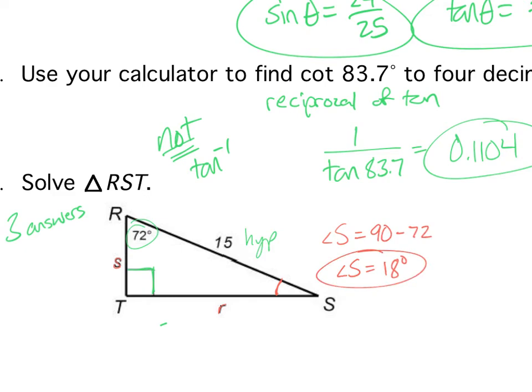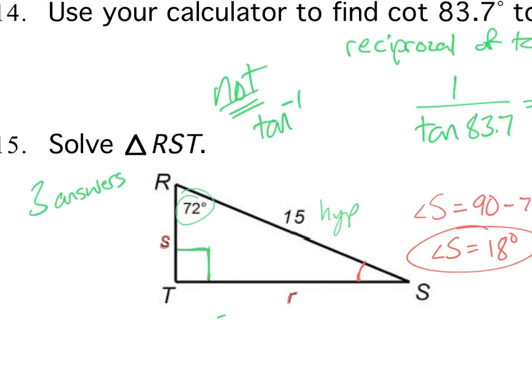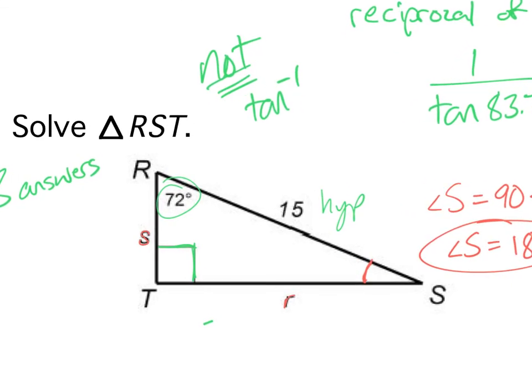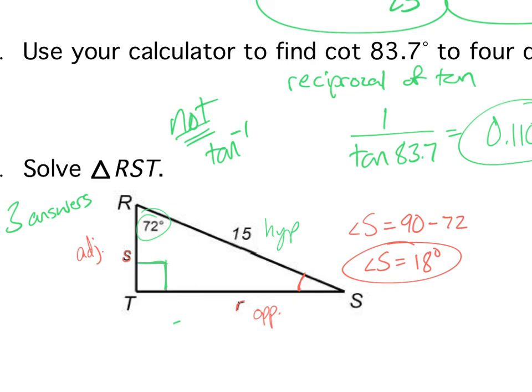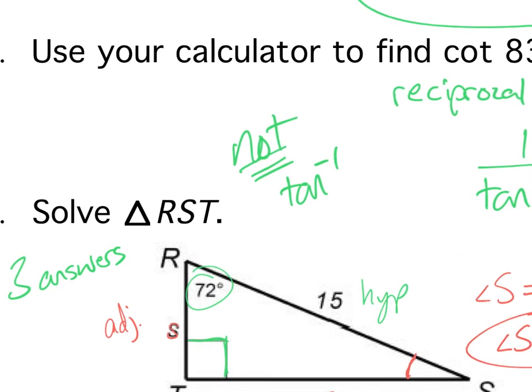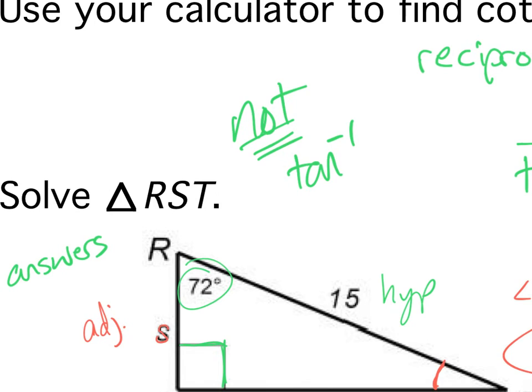To find the sides, S and R, I'm going to mark them as to how they relate to the angle. I'm going to focus on that 72 degree angle the whole time. So side S is adjacent to it, and side R is opposite. And I already marked the 15 as the hypotenuse, so I'm going to be using that. Then focus on one of the sides at a time, along with the side that has a number marked with it. So if I focus on side S, it's adjacent, and I know the hypotenuse.